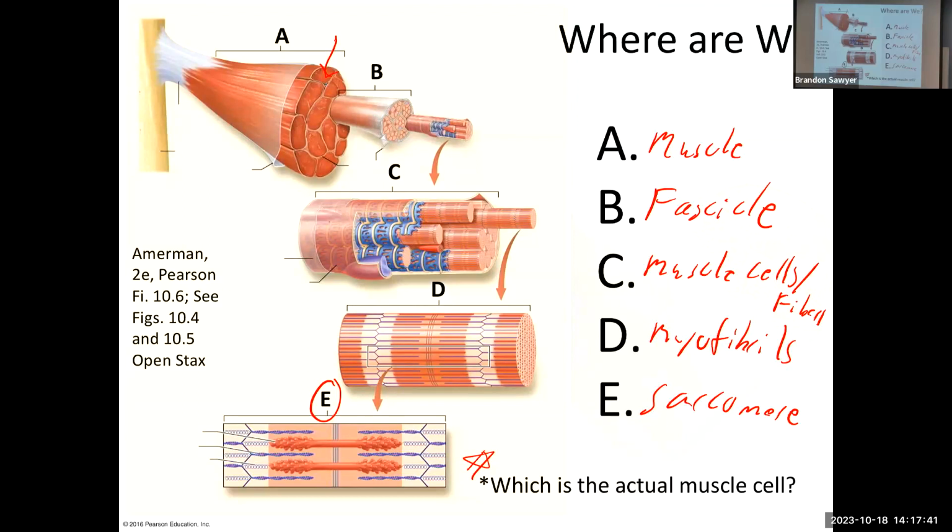So the actual muscle cell there again was C, which is what 75% of you put. So good job. That's just kind of showing us where we're at, because we're going to dive in deeper into the sarcomere here and look at those different proteins that make up the sarcomere. Questions on any of that?